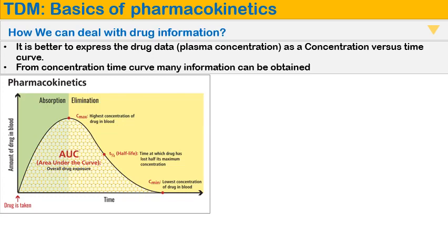From this pharmacokinetic curve, we find the absorption phase. The first part from the left is absorption. The second part, after reaching the maximum concentration, which is the highest concentration of the drug in the blood, is the start of elimination. This is the elimination phase. The area under the curve is very important for the calculation of clearance. The time for the concentration to decline to half of its beginning value is called the half-life.